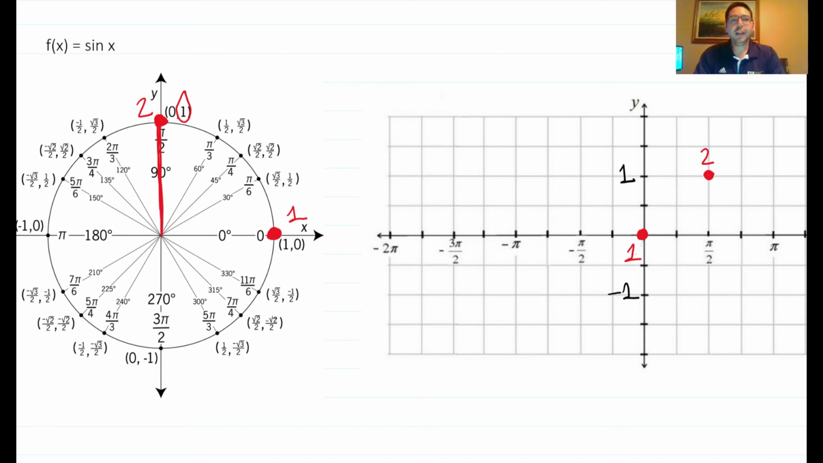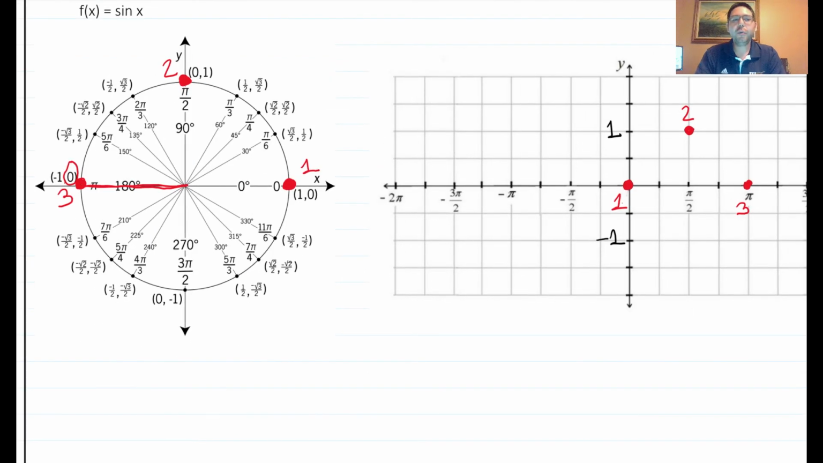So the next coordinate is when you hit 90 degrees, pi over 2, your y coordinate is 1, given on the unit circle. All right, as shown. Now, if you go 180 degrees, or pi, then your y coordinate is going to be 0. So the coordinates is going to be pi and 0. The fourth point on the unit circle, and notice that we're traveling counterclockwise on the unit circle.